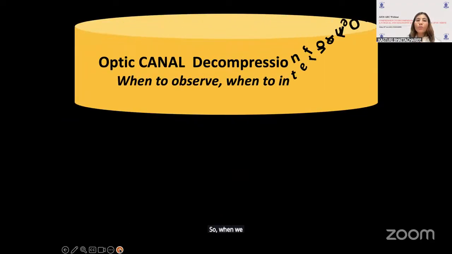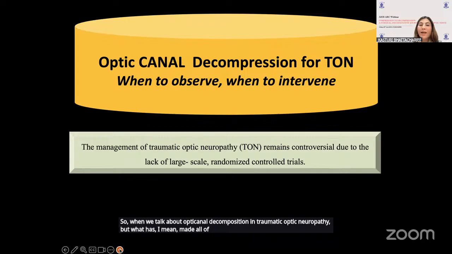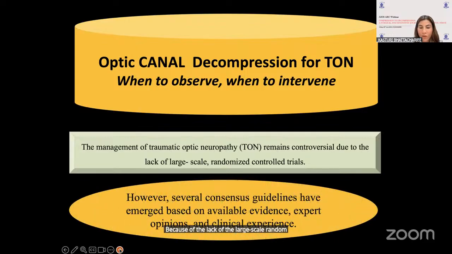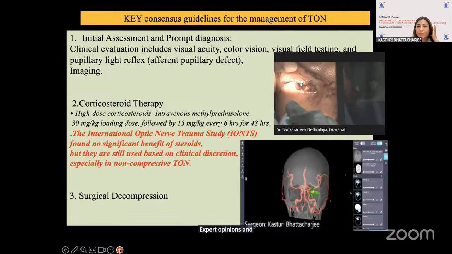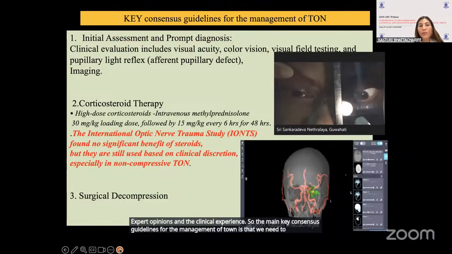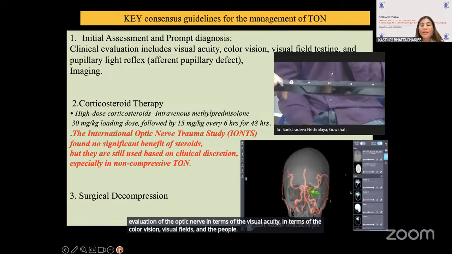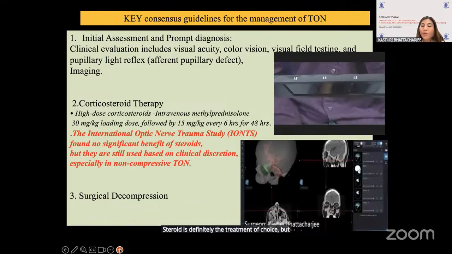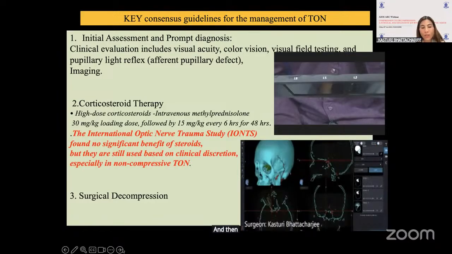When we talk about optic canal decompression in traumatic optic neuropathy, it remains controversial to this day because of the lack of large-scale randomized clinical trials. However, several consensus guidelines have emerged based on the available evidence, expert opinions, and clinical experience. The main consensus guideline for the management of TON is that we need to do a thorough evaluation of the optic nerve in terms of visual acuity, color vision, visual fields and the pupil. Steroid is definitely the treatment of choice, but many studies have shown that steroid itself can lead to complications, and then comes surgical decompression.